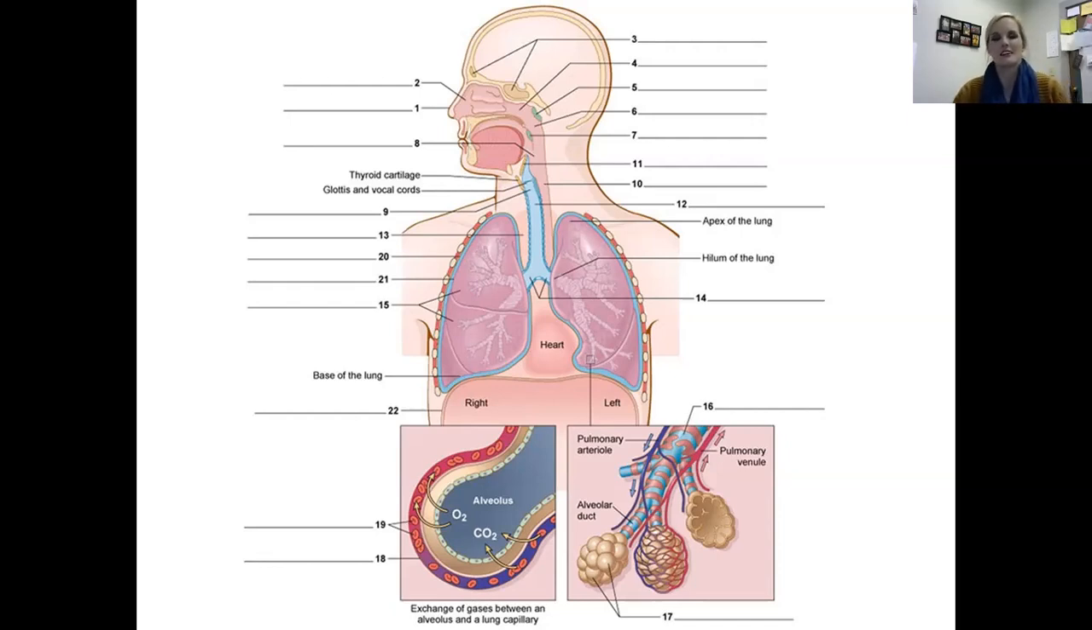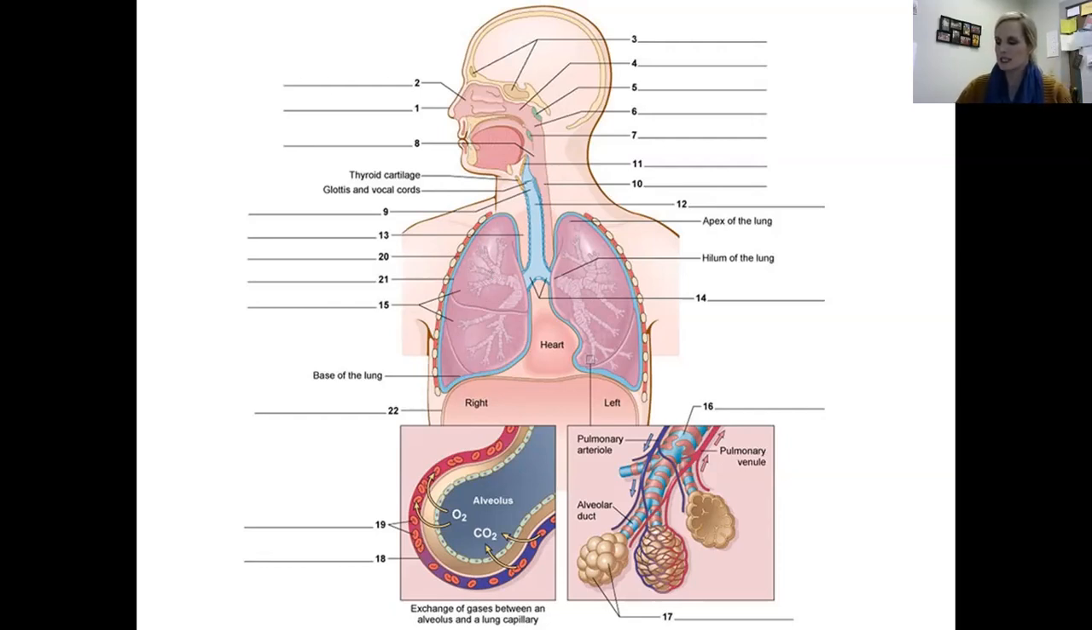All right, so that was number 10 was the esophagus, number 11 was the epiglottis, and number 12 is our trachea. So our trachea passes through our chest, but the very center of our chest is given a specific name. That specific name is called the mediastinum.